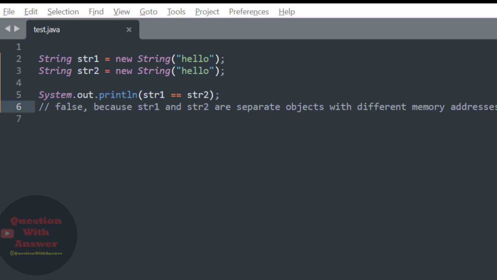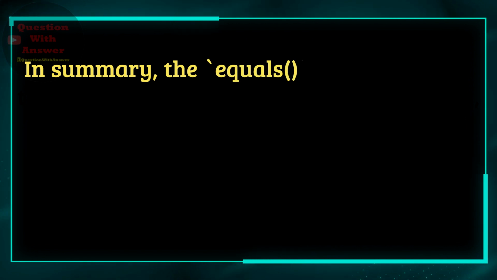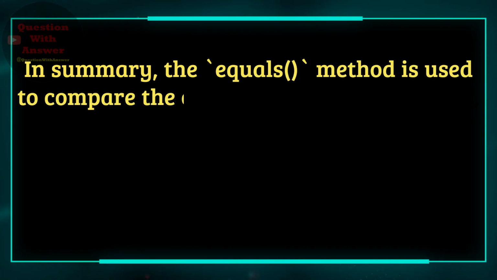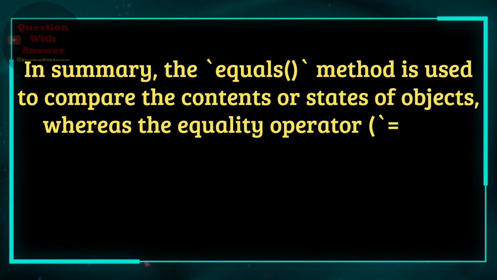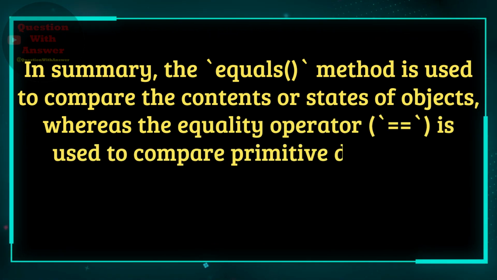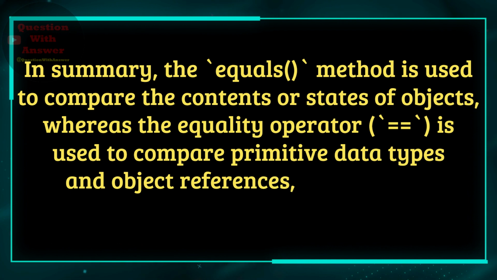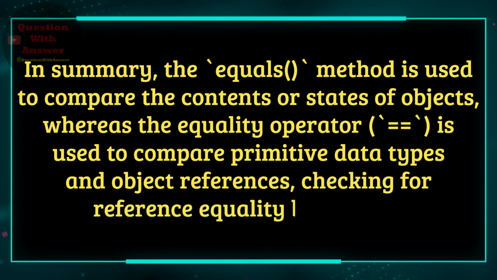This is an example of the equality operator in Java. This will print false, because str1 and str2 are separate objects with different memory addresses. In summary, the equals method is used to compare the contents or states of objects, whereas the equality operator, ==, is used to compare primitive data types and object references, checking for reference equality by default.